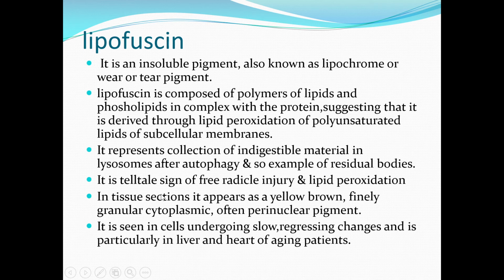And it is a telltale sign of free radical injury and lipid peroxidation. In tissue section, it appears as a yellow-brown, fine granular cytoplasmic, often perinuclear pigment, and it is seen in cells undergoing slow regressive changes. It is particularly found in the liver and heart of an aging patient. So whenever we find lipofuscin, it is one of the signs of aging of the cell. And remember, it is composed of a polymer of lipids and phospholipid with protein.